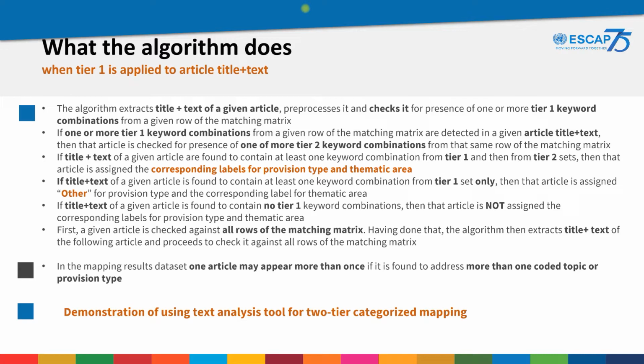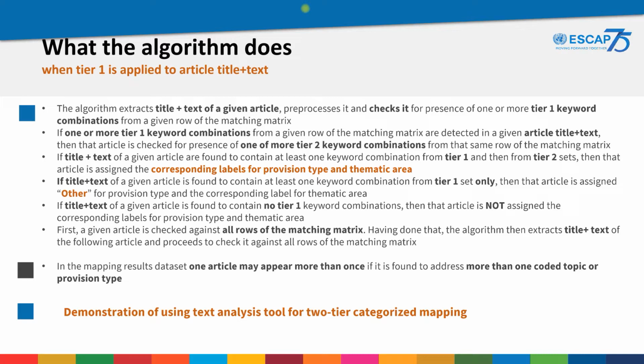It means that this article still likely contains something relevant to the topic that you are trying to map, but the provision type is not determined. Later, when you review the mapping results, you can specifically see what articles were flagged as Other and decide if you can adjust the matching matrix in some way. If a given article is found to contain no Tier 1 keyword combinations, that article is not assigned the corresponding label for provision type and thematic area.